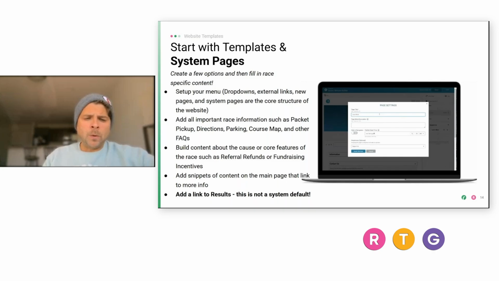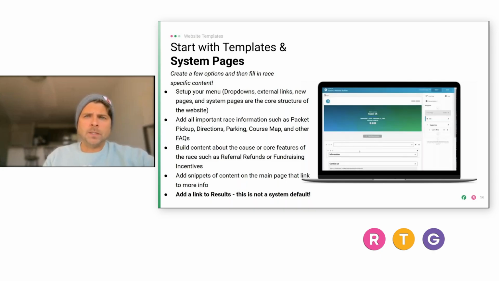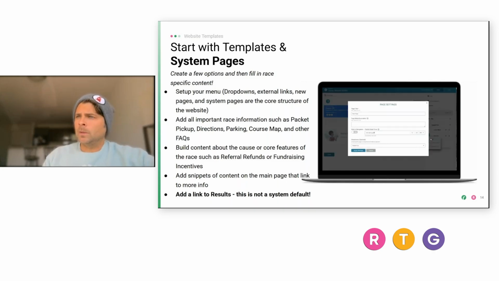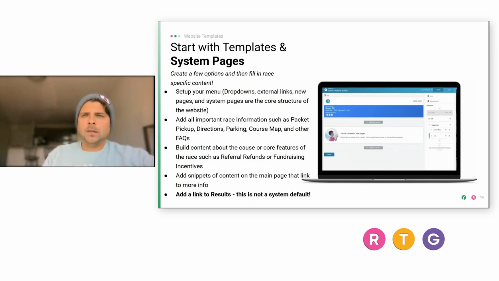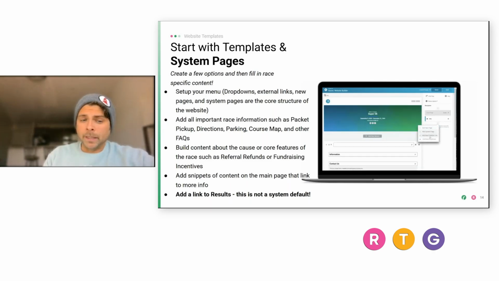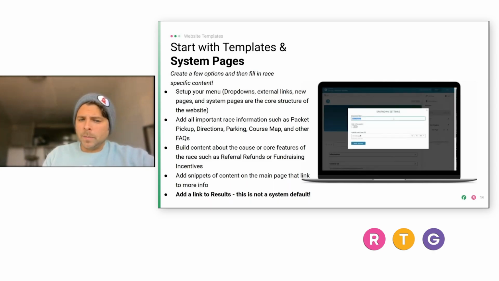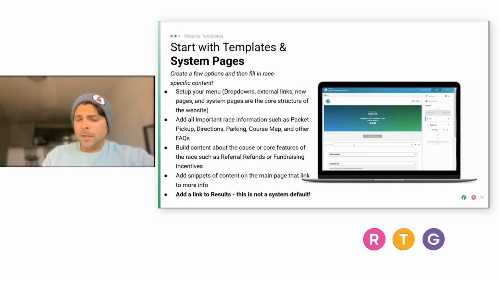An important note here is that with websites v2, unlike what you'd call original websites, we don't have a results component that's pre-populated. So it is a best practice to add a link to results, maybe add a system page that links to results because it's not a system default.